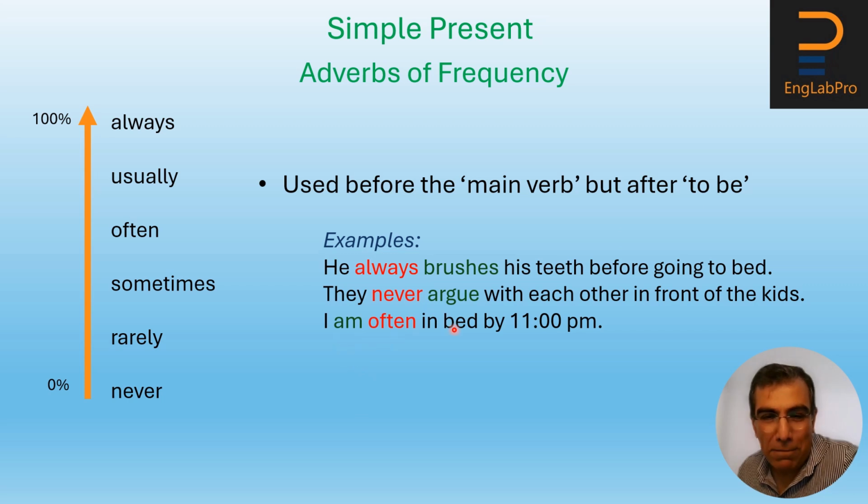Or I am often in bed by 11 o'clock. Here the verb is am, is a to be, so we use often after that. So again, I repeat it. We use adverbs of frequency before the main verb. The only exception is that we use it after the verb to be.